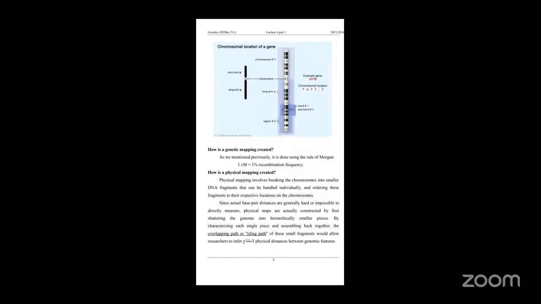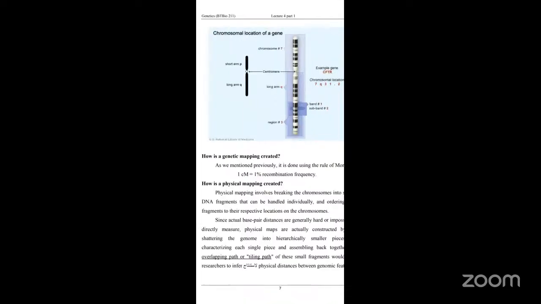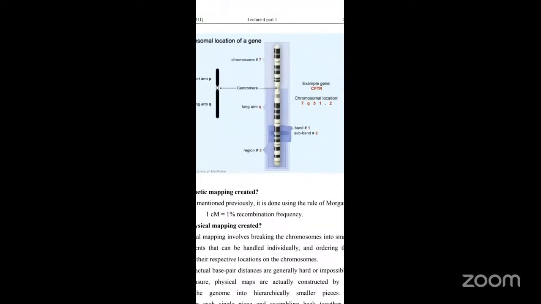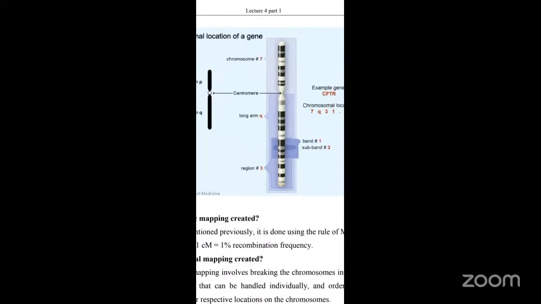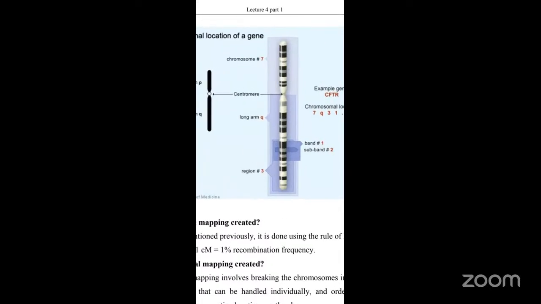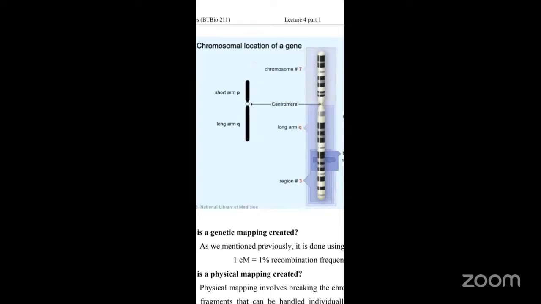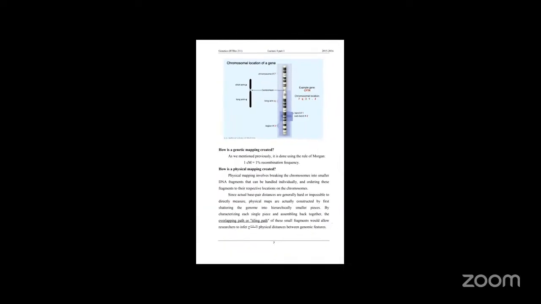Now this is the chromosomal location of a gene. See here, they have given an example. This is the long arm, this is the short arm, you all know. Now this is the centromere, which is located in the center. This is the region 3, and the banding pattern is there. This is band 1, this is sub-band 2, and this is chromosome 7. Based on that, you can locate where the gene is located.